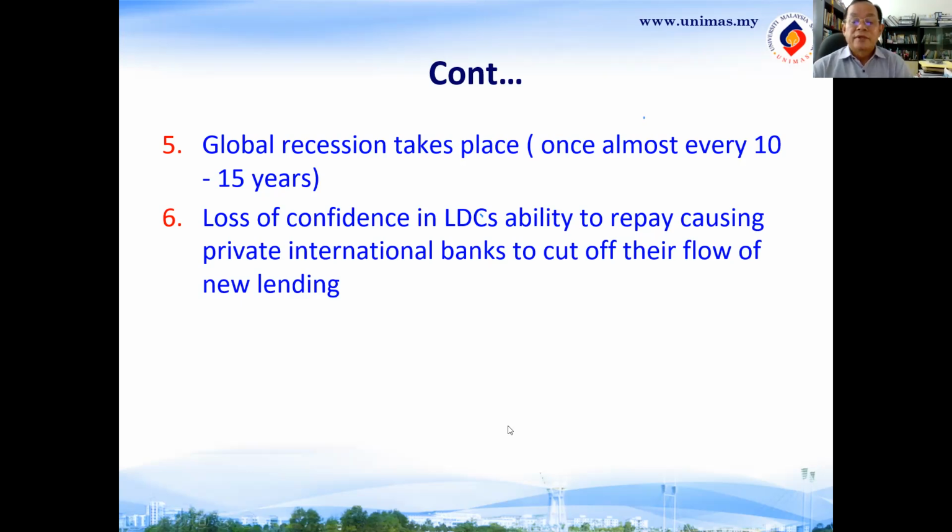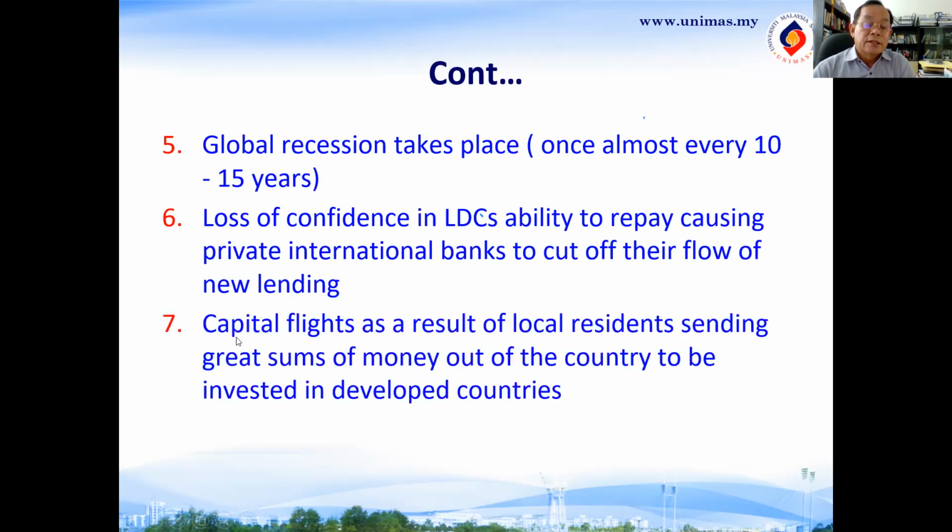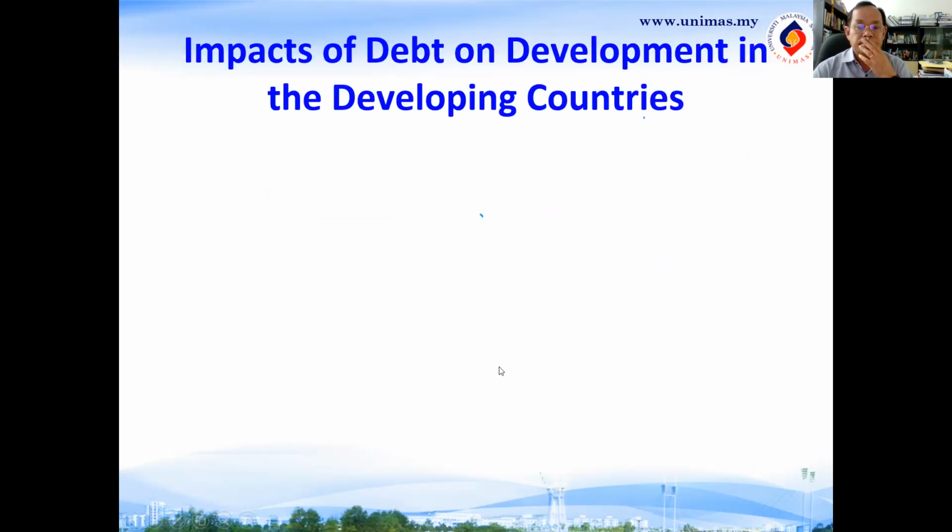So they cut off the flow of new lending to the poor countries or less developed countries. Also, I mentioned that capital flight is also a factor, as a result local residents send great sums of money out of the country to be invested in developed countries. In other words, where they can make money out of their money spent, saved. So investing their money to make profit in other countries.